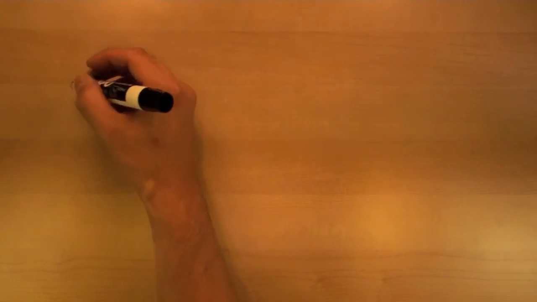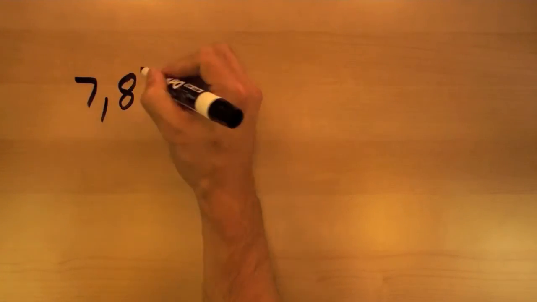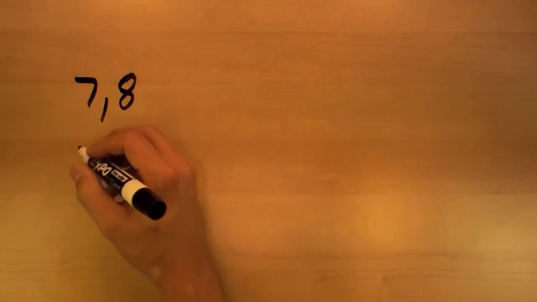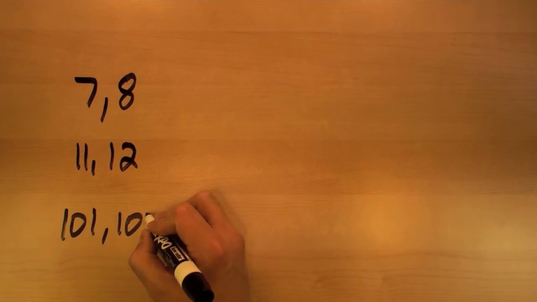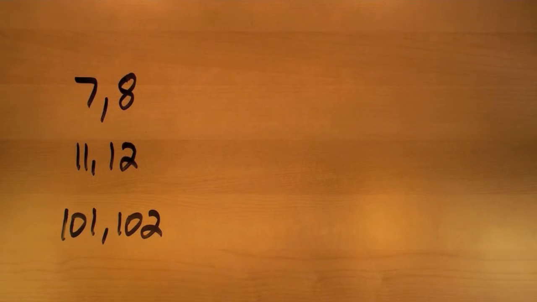You will sometimes run across what are known as consecutive integer problems. Consecutive integers would be integers that follow each other. For instance, 7 and 8 would be consecutive integers. 11 and 12 would be consecutive integers. 101 and 102 would be consecutive integers.